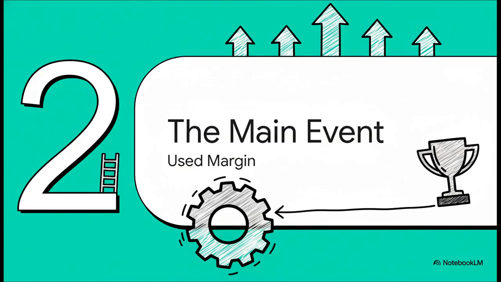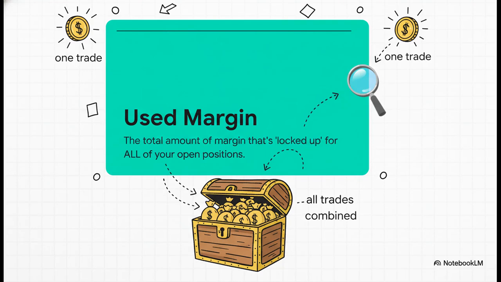But we all know trading isn't usually about just one position, right? So let's zoom out and look at the bigger picture. It's time for the main event. Used margin. And here it is, the key difference. If required margin is for one trade, used margin is the total for all of your open trades combined. It's the grand total of all those individual deposits that are locked up across every single position you have running. Keeping a close eye on this number is absolutely vital for managing your account's health.